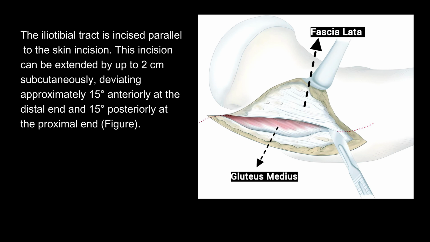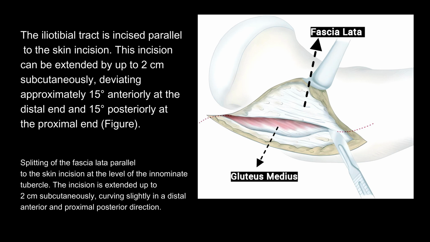This incision can be extended by up to 2 cm subcutaneously, deviating approximately 15 degrees anteriorly at the distal end and 15 degrees posteriorly at the proximal end, figure. Splitting of the fascia lata parallel to the skin incision at the level of the innominate tubercle. The incision is extended up to 2 cm subcutaneously, curving slightly in a distal anterior and proximal posterior direction.